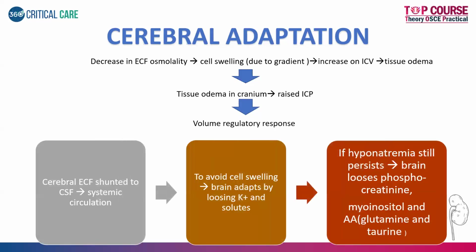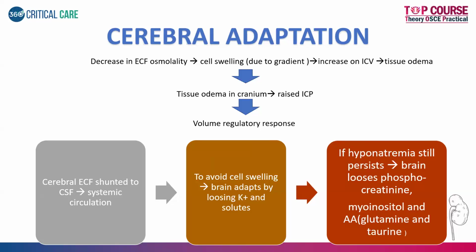Okay. So the usual volume regulatory response which tends to be present is that cerebral ECF is shunted to the CSF, and the CSF is pushed into the systemic circulation. That is what happens. The ECF volume is pushed into the cerebral spinal fluid, and the cerebral spinal fluid by circulation pushes into the systemic circulation.